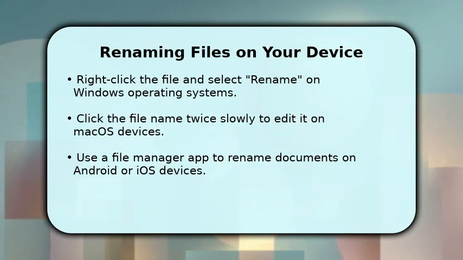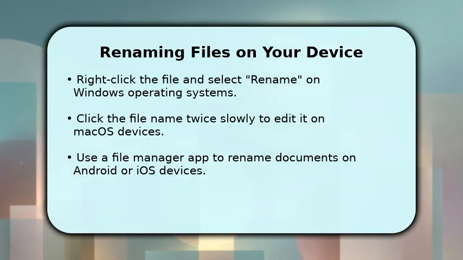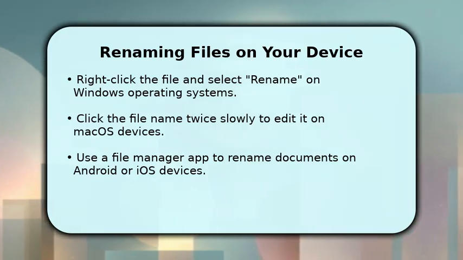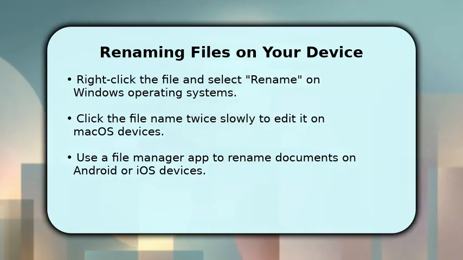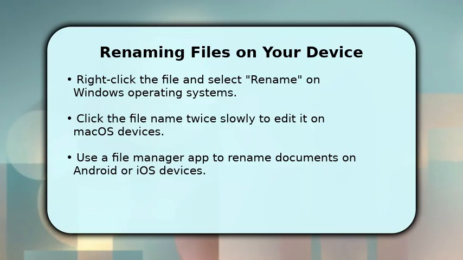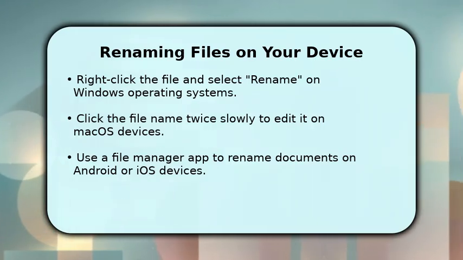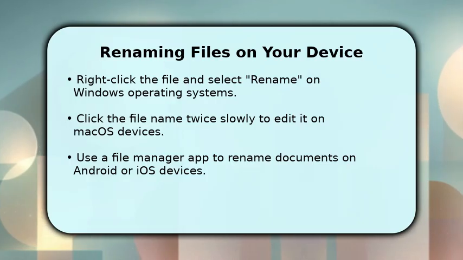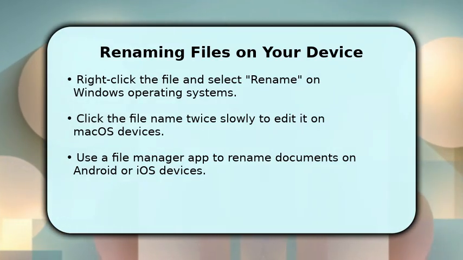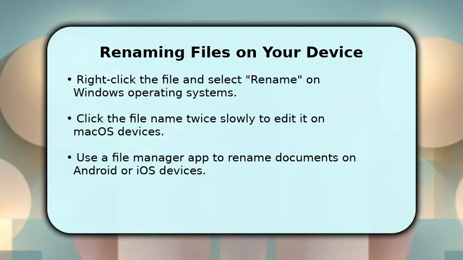Renaming files is straightforward on most operating systems. If you're using Windows, simply right-click the file you wish to change and select the Rename option from the context menu. For Mac OS users, click the file name twice slowly, not a double click, to activate the editing mode. Mobile users on Android or iOS can typically use their device's File Manager application to perform renaming actions. Always confirm the new name matches the required format.